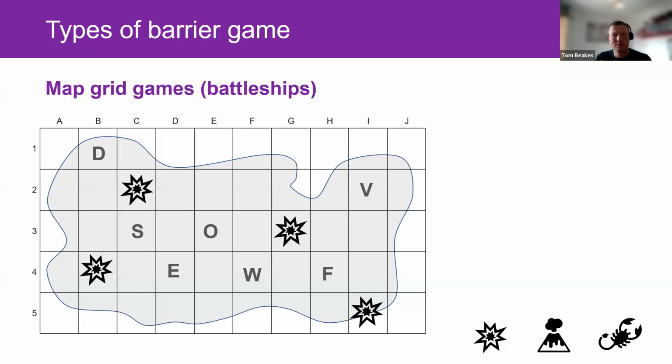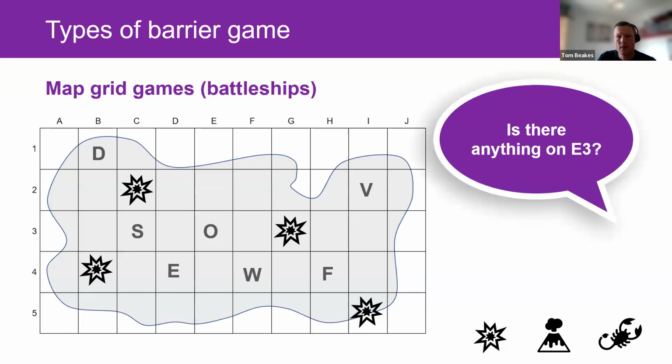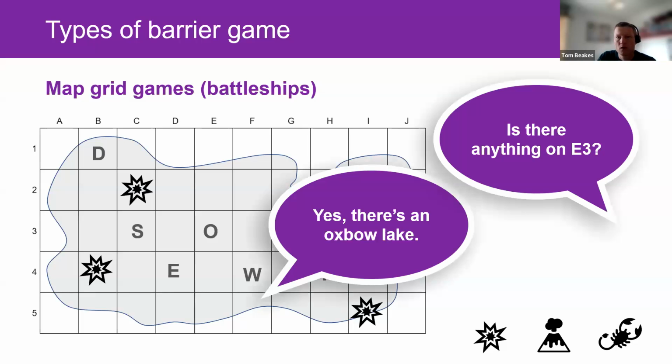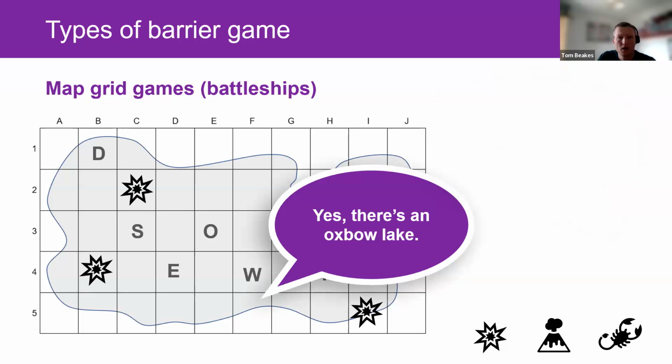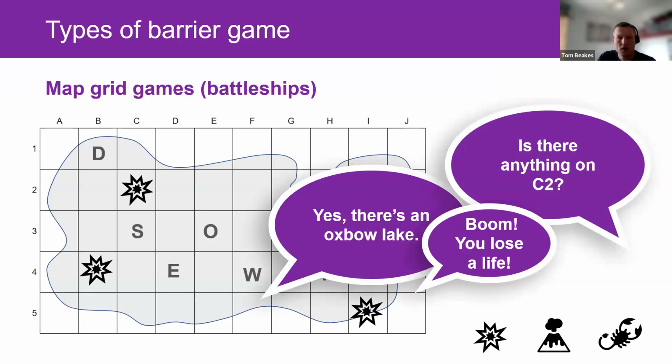So if you're not familiar with Battleships, how this then works is students play by asking a question about a particular square on the grid. And the game is over when one player finds all the listed items or the other player loses all their life chances. And there's obviously lots of variations of that that can be done as well.